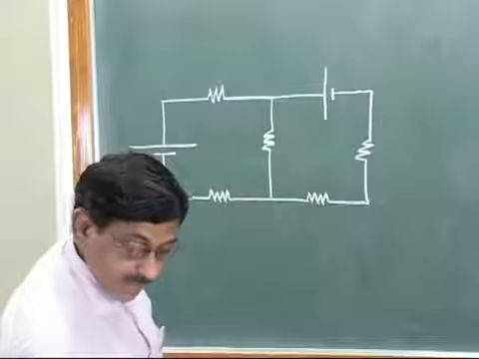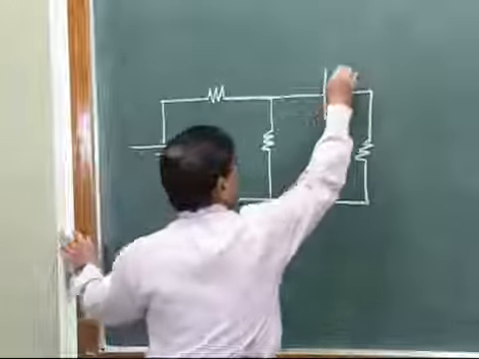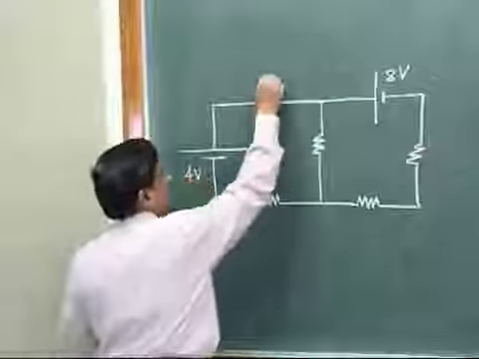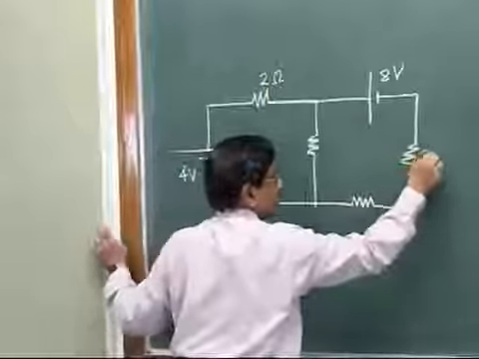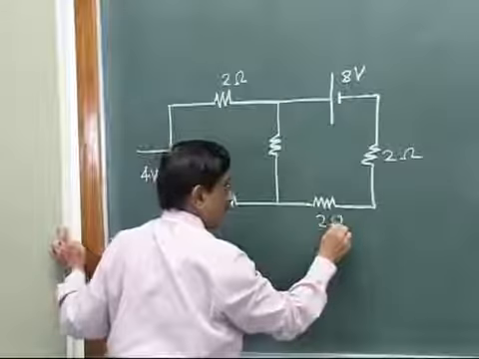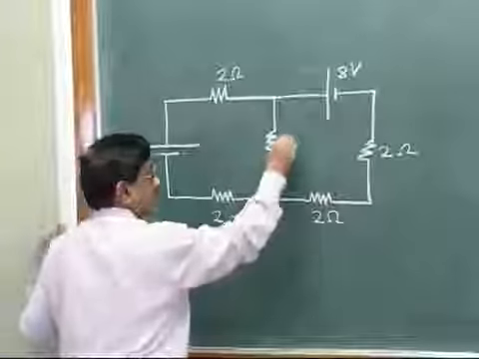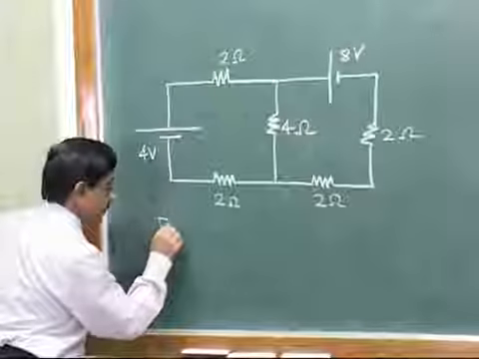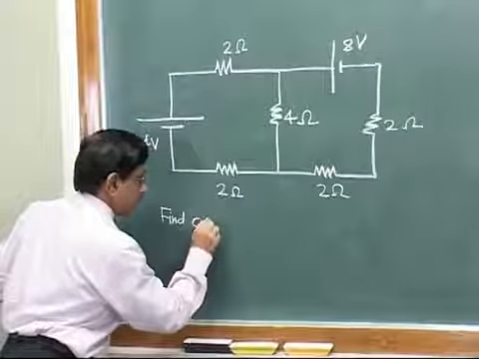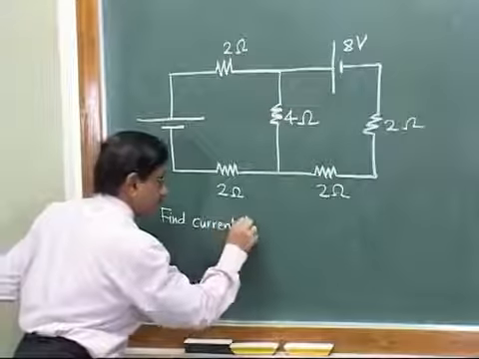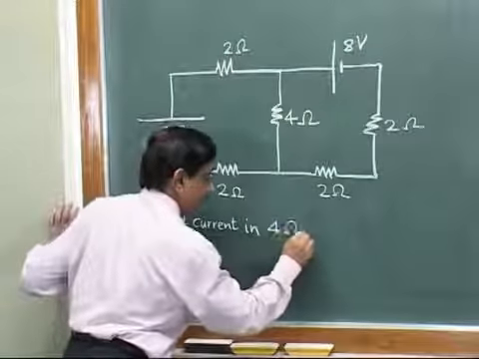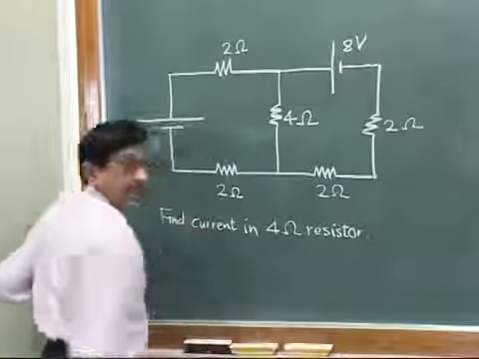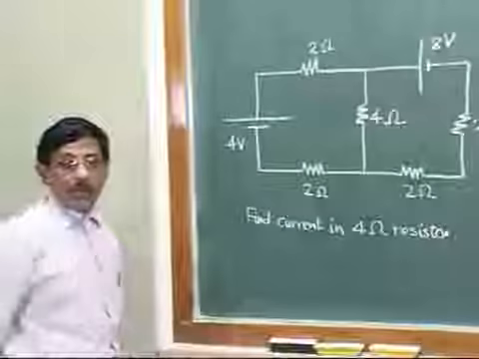And maybe the values would be like this: 8 volt here, 4 volt here, and these resistances of 2 ohm here, 2 ohm, 2 ohm, and say 4 ohm here. And suppose I mention a problem, find current in 4 ohm resistor. Okay, obviously using the Thevenin's theorem. Okay, so let us implement the steps.